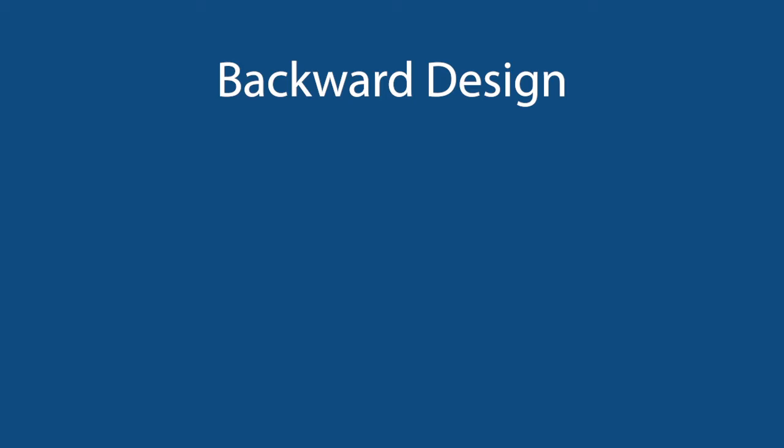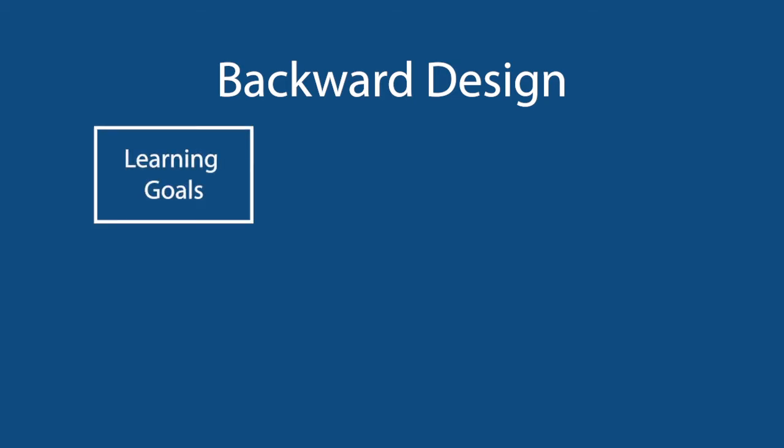Backward design is considered a best practice for course design. So you might ask, what is backward design? Very simply, backward design is a process in which courses are designed to achieve predetermined learning goals. So the first step in using the backward design process is to consider what you want students to learn as a result of taking a course.